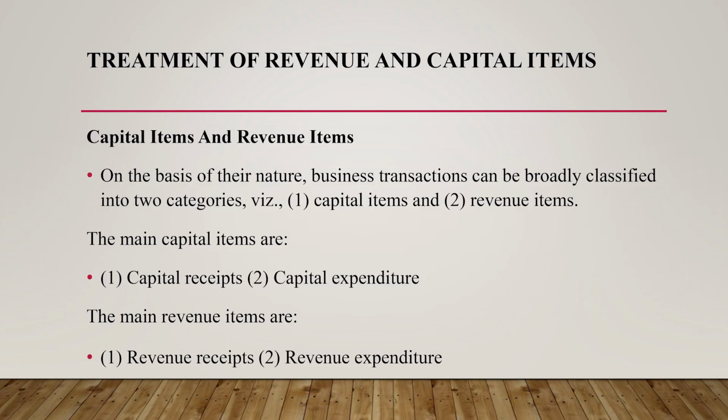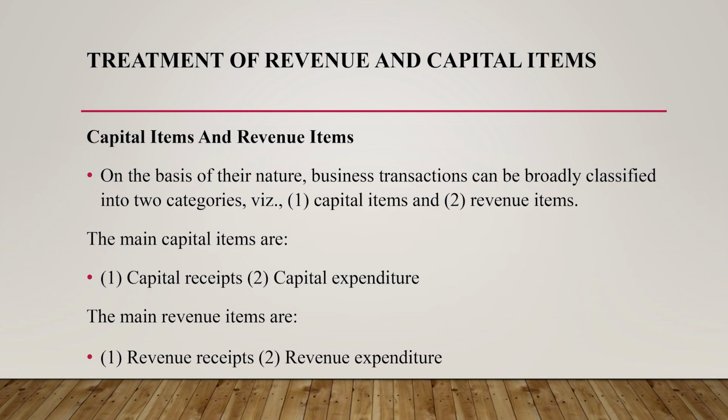On the basis of nature of expenses and nature of receipts, we can divide all the items as revenue items and capital items. Revenue items are further divided into revenue receipts and revenue expenditure, and capital items are further divided into capital receipts and capital expenditures. Let us see the meaning and treatment of such items.